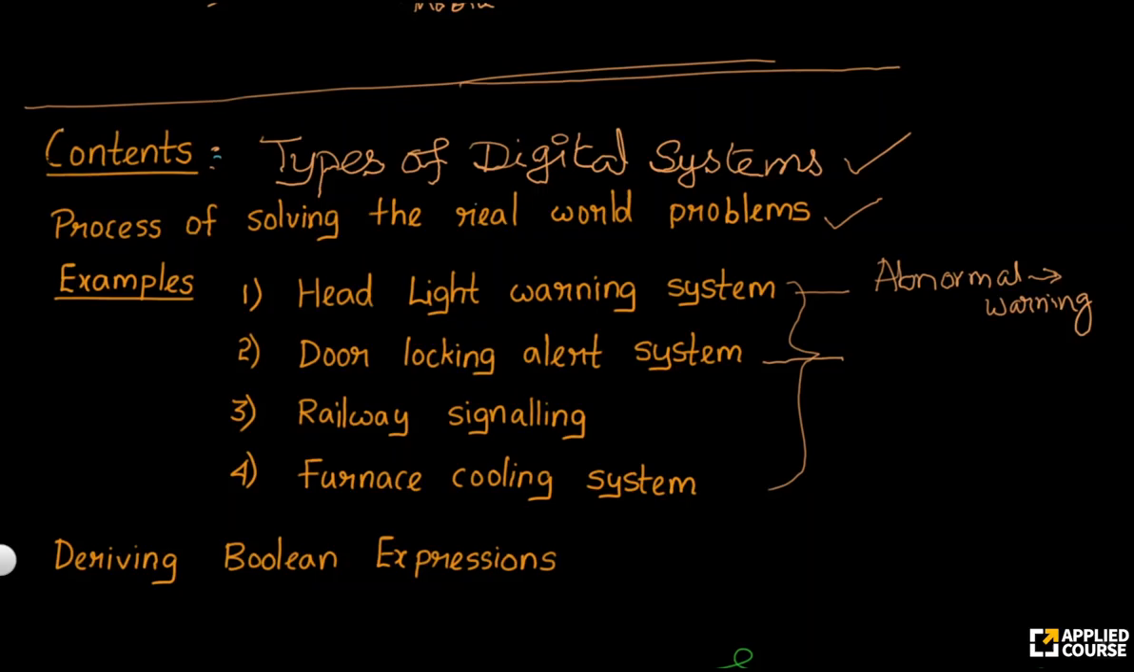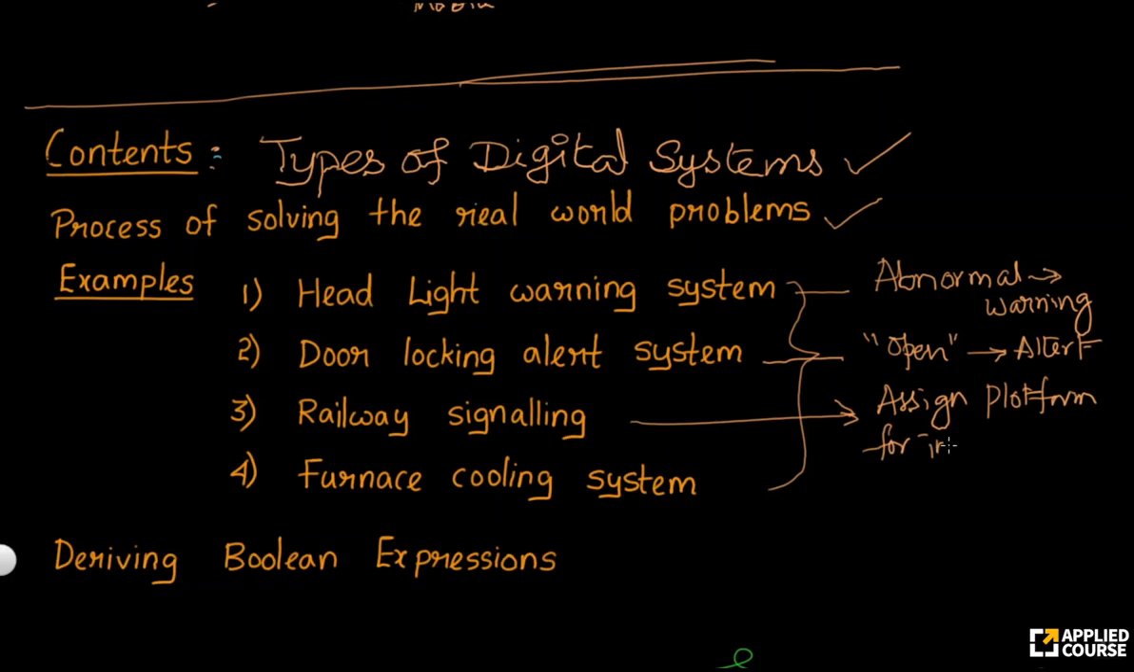Similarly, alerting: if any door is open, then it provides the alert, and if all the doors are properly locked, there is no alert. And the railway signaling system is going to assign the platform for the incoming train before it has actually arrived into the station.